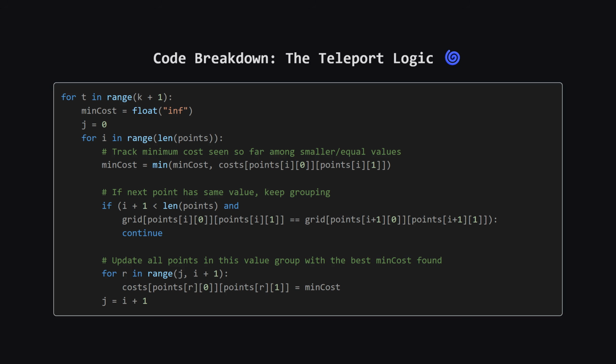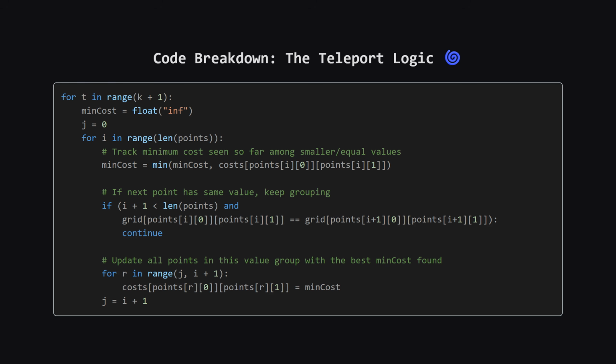This is the loop that runs k+1 times. Inside, we iterate through our sorted points. We maintain a variable min cost. As we move through the points from smallest grid value to largest, min cost remembers the cheapest cost we've seen so far to reach the end.